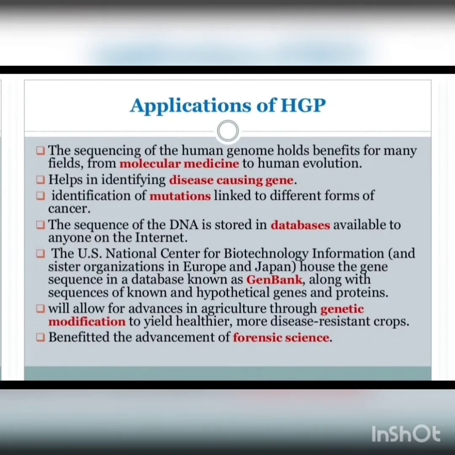The US National Center for Biotechnology Information houses the gene sequences in a database known as GenBank, along with sequences of known and hypothetical genes and proteins. It will allow for advances in agriculture through genetic modification to yield healthier, more disease-resistant crops, and has benefited the advancement of forensic science.